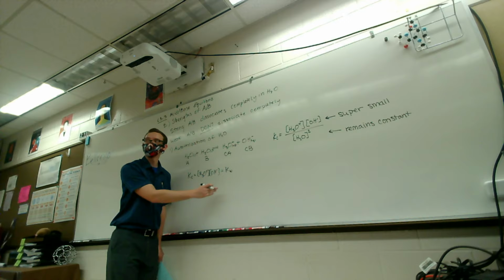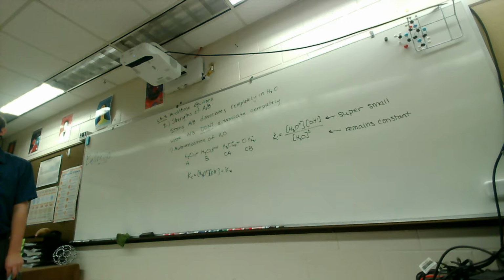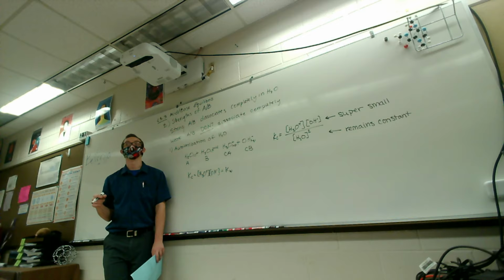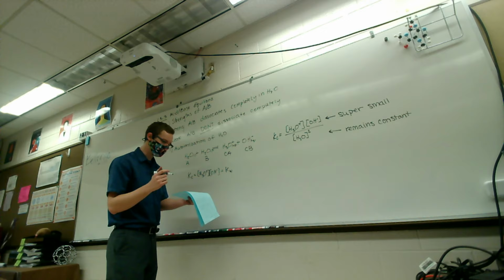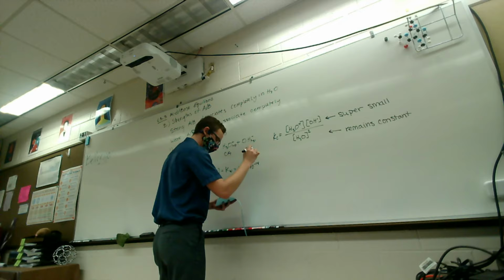Question, Kathy? Wasn't it like 7 times 10 to the 14? It's not 7 times 10 to the 14, it's just 1.0 times 10 to the negative 14. Yeah, very good memory. Awesome. Yes, the Kw for water is 1.00 times 10 to the negative 14 mole squared decimeters to the negative 6.